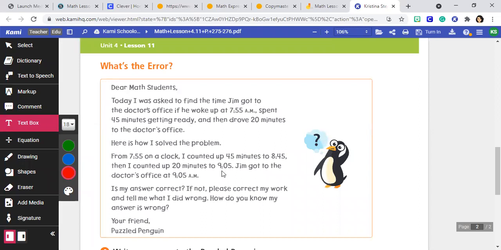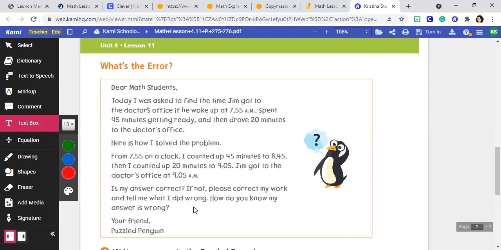I see how he uses an explanation here. It's a good explanation, and it helps me know what he did wrong, and it helps you know what he did wrong. He said, from 7:55 on a clock, I counted up 45 minutes to 8:45. Then I counted up 20 minutes to 9:05. Jim got to the doctor's office at 9:05 a.m. Is my answer correct? If not, please correct my work and tell me what I did wrong. How do you know my answer is wrong? Your friend, Puzzled Penguin.